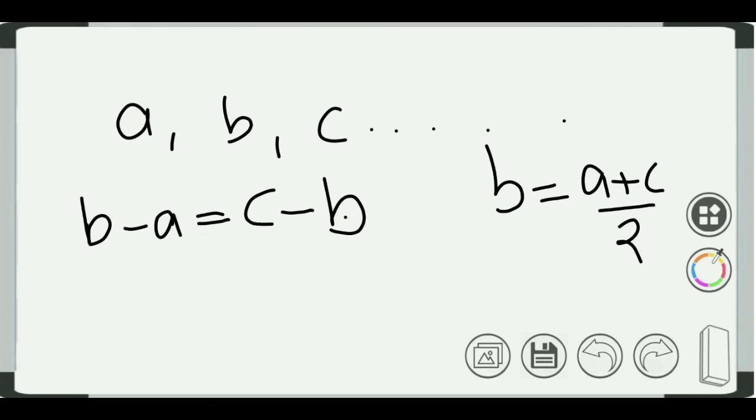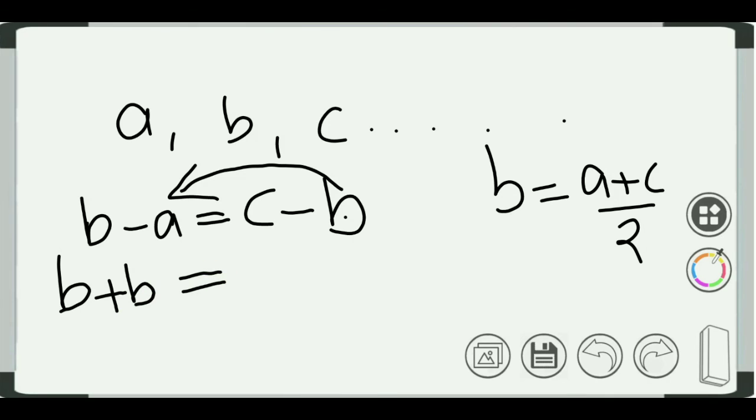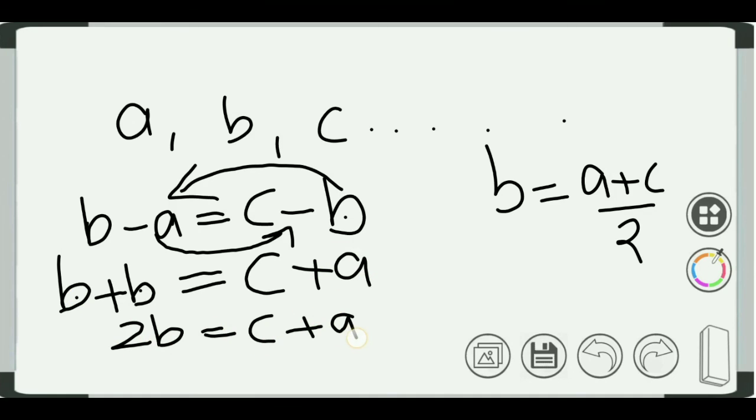Now I am taking b and b together. Minus b I am taking to this side, so minus b will become positive b. So b plus b equals c. This minus a I am taking to the other side, so minus a will become plus a. c plus a. What is b plus b? 2b equals c plus a. Then what is b? 2b is c plus a, or you can write a plus c. This 2 will go to the other side, so here it will be divided by 2. Therefore b equals a plus c by 2.